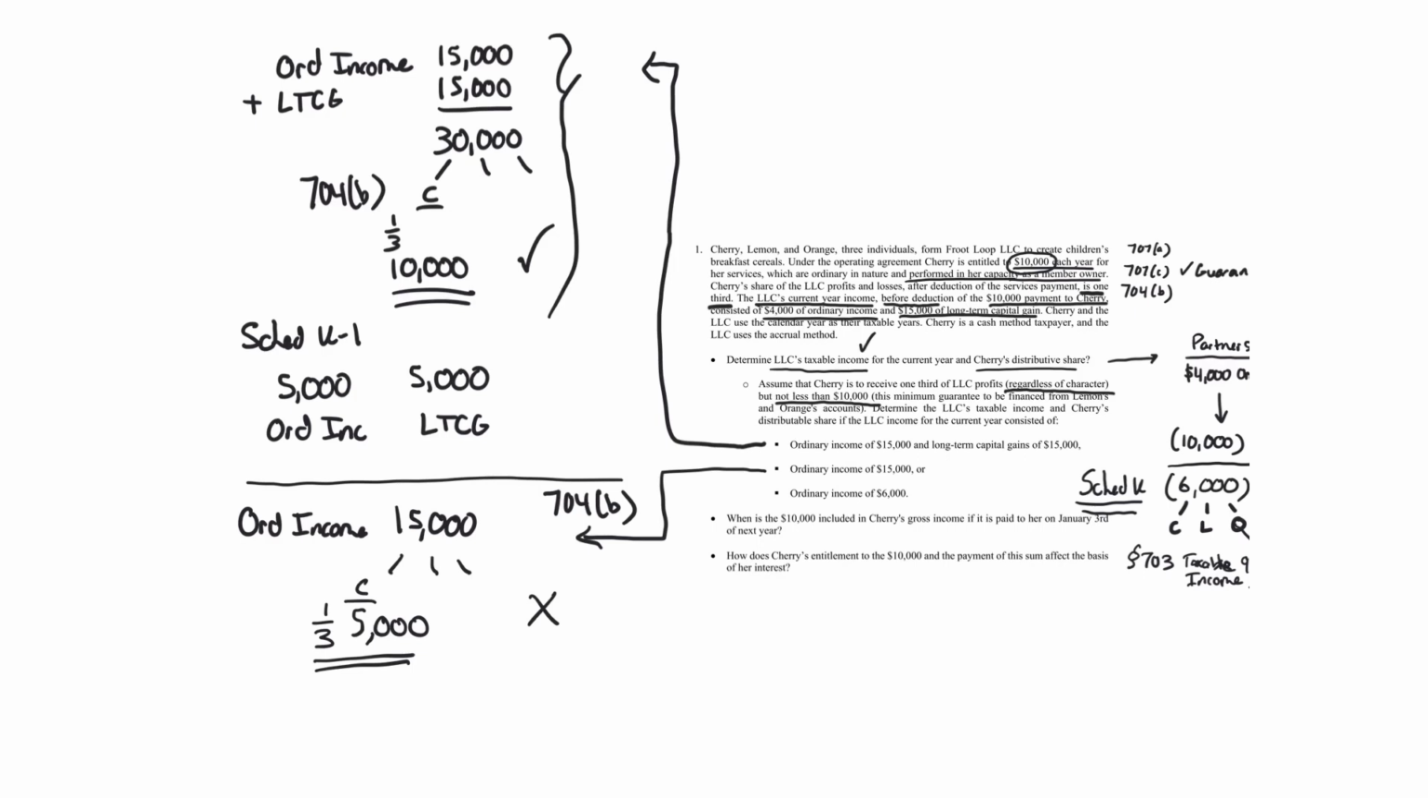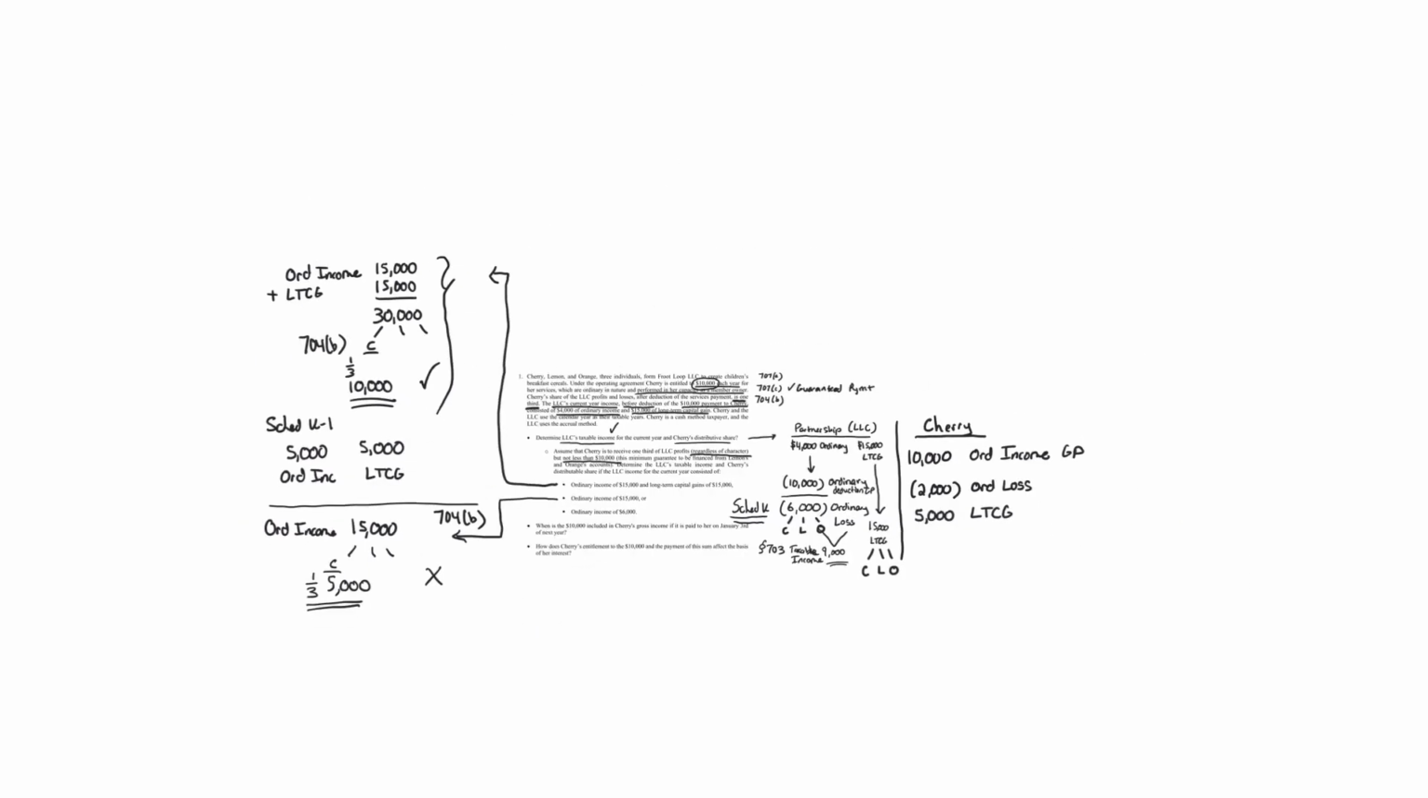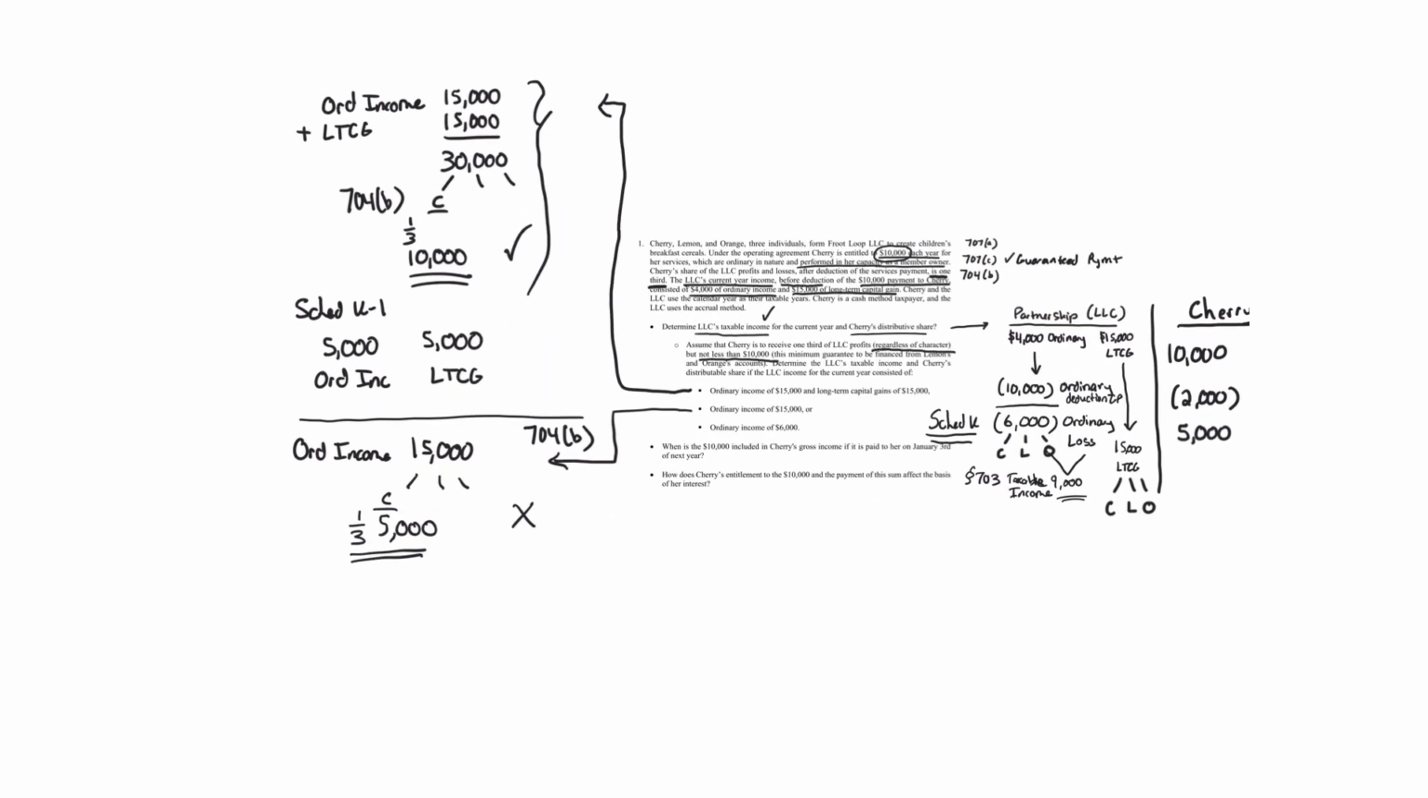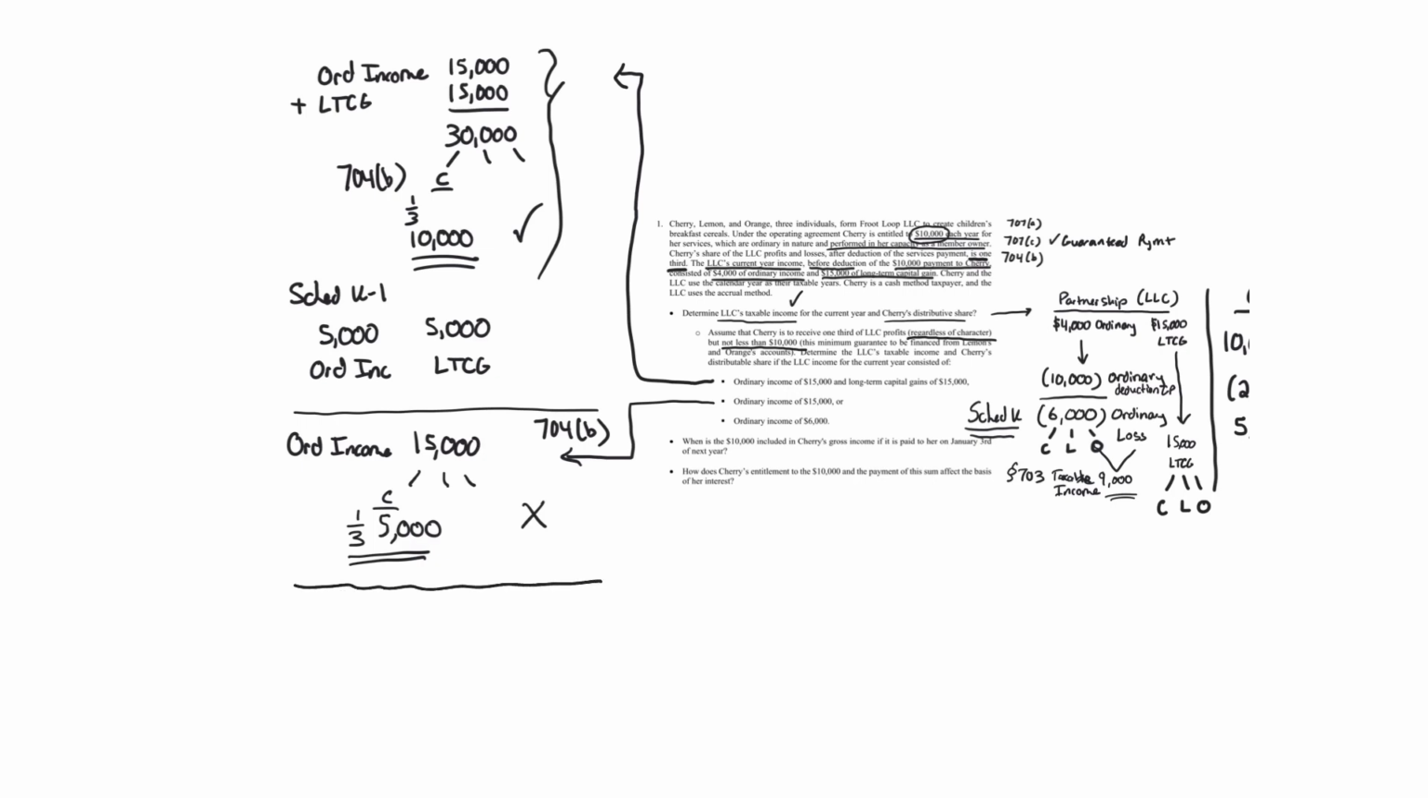We're going to reallocate this $15,000 because of this requirement that Cherry get at least $10,000. We're going to give $10,000 to Cherry. Yes, we're going to break it up. It says 1/3, 1/3, 1/3, right? We're going to give $10,000 to Cherry because, again, the guaranteed payment. And the remaining portion of $5,000 is going to be broken between Lemon and Orange, whatever's left over.